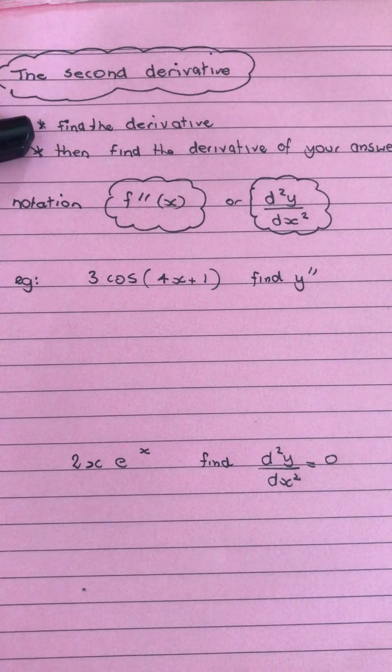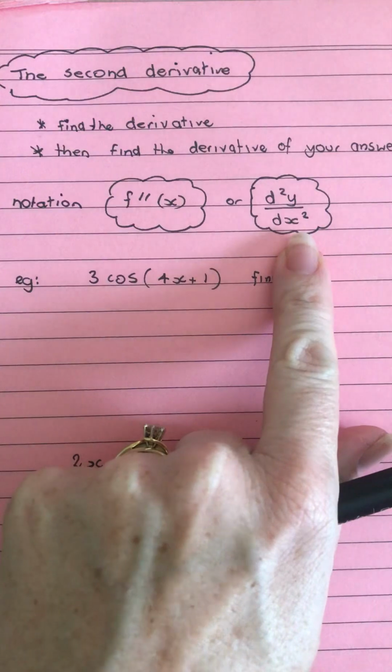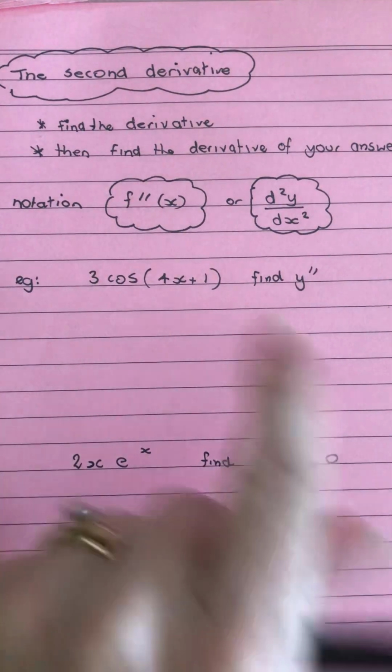So basically, you're finding the derivative, and then you're finding the derivative of your answer. Basically, what's in the name, the second derivative. Do the first derivative, then do it again. There are two different ways that you might see notation for that, other than being asked to find the second derivative.